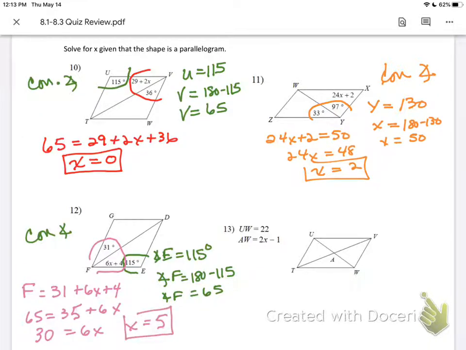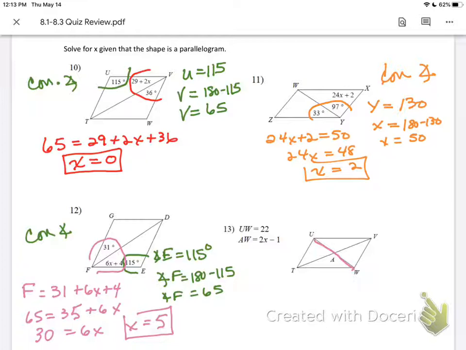Okay, so now let's look at 13. We're getting away from angles, and they are telling us that UW, so that's this whole piece right here, UW is 22. And AW is 2x minus 1.